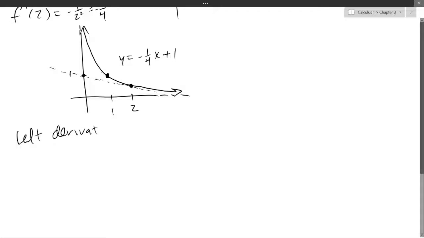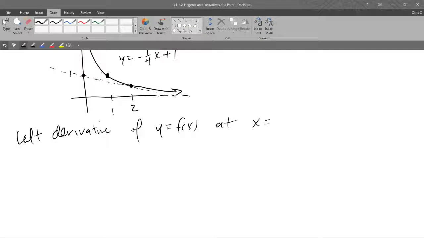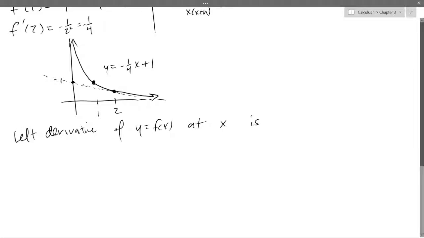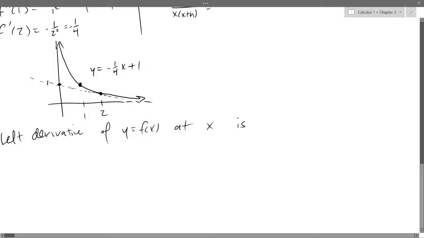All right, so this is limit h approaches 0. We got to be careful here. Here's x. I want a left derivative. So h is going to approach 0 from the negative side. So I want x plus h to be less than x, which means h needs to be negative or less than 0. There's left derivative and right derivative.